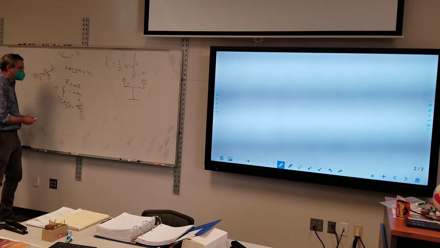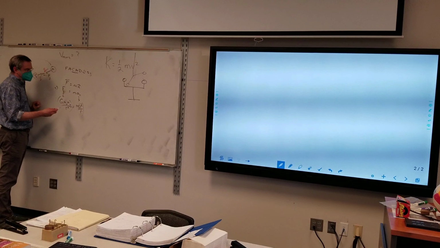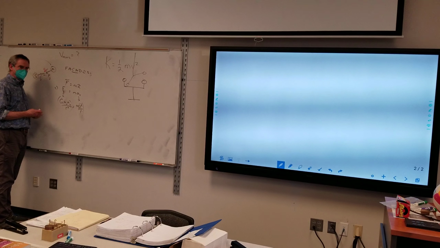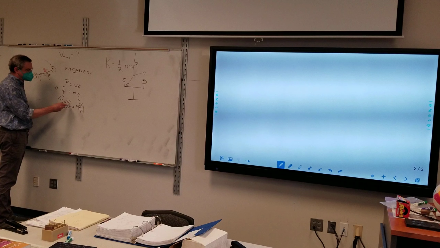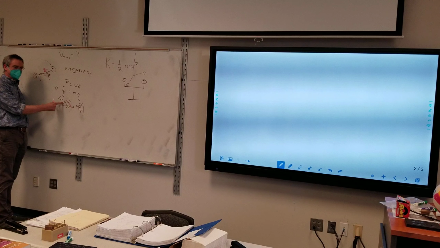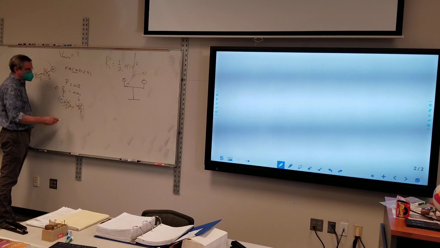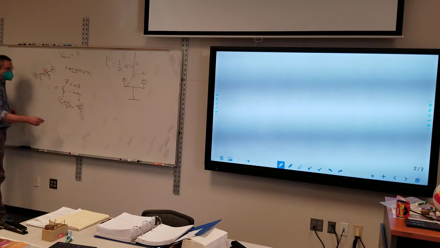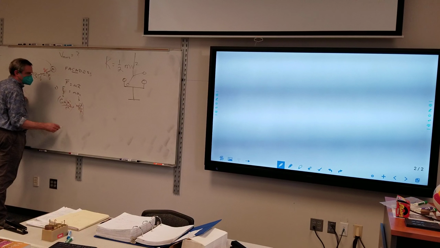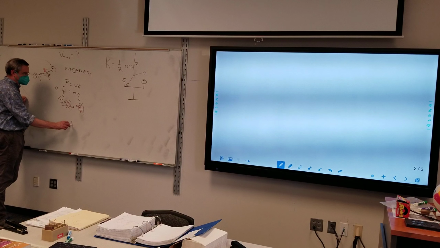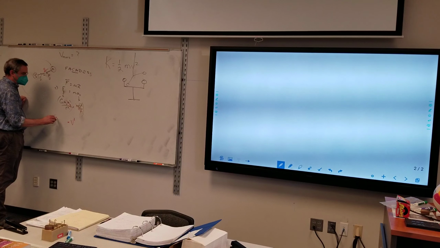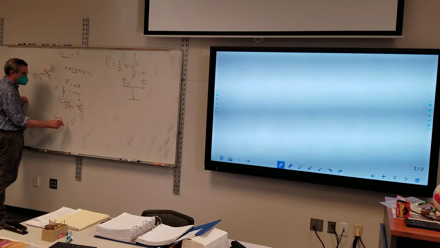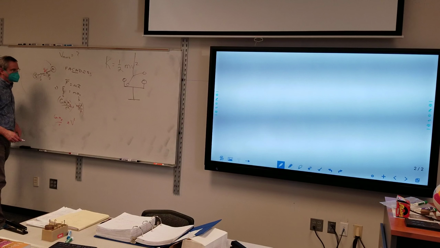That M will cancel one of the M's on the other side. Which M am I getting rid of? The mass of Mars. I can't get rid of the mass of the Sun, because that's the mass of Mars anyways, right? So the mass of Mars gets rid of one of the R's. Then we've got V squared equals G M_S over R.